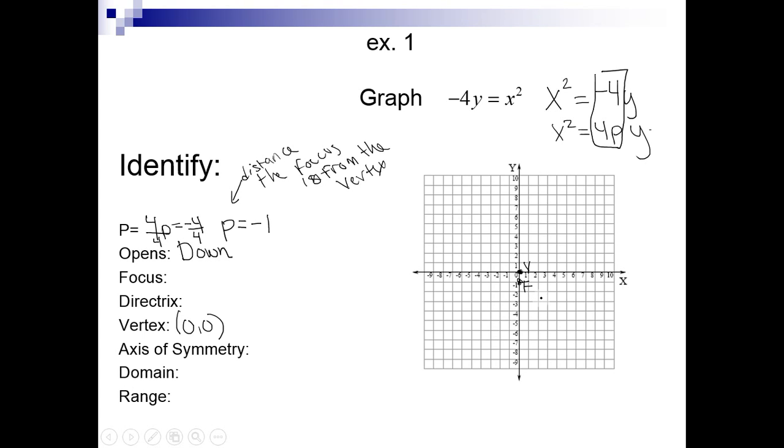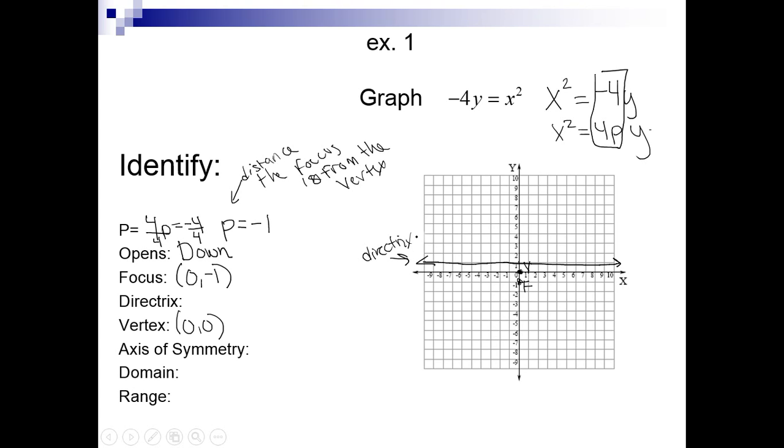for my focus. Now, what is the ordered pair for that focus? It should be 0, -1, right? Didn't move anywhere on my x, but I moved 1 down on my y. Now, my directrix line is going to be the other way. So instead of going down this time, I'm going to go up. So my directrix line is going to be right here. So this is my directrix right here.